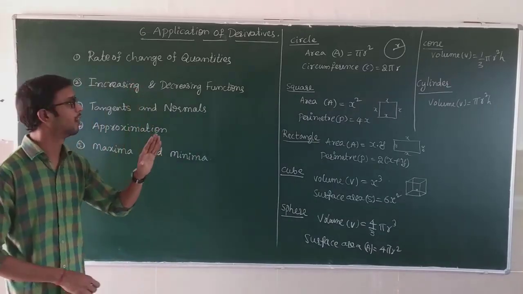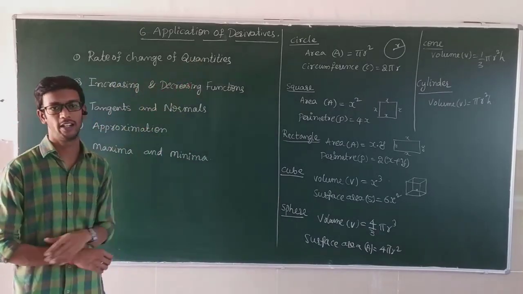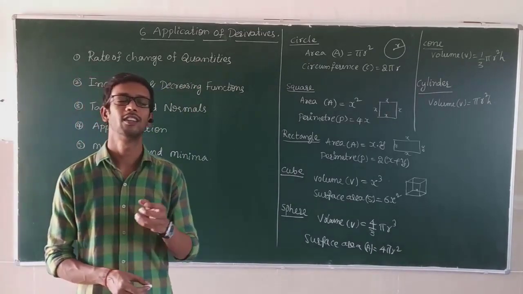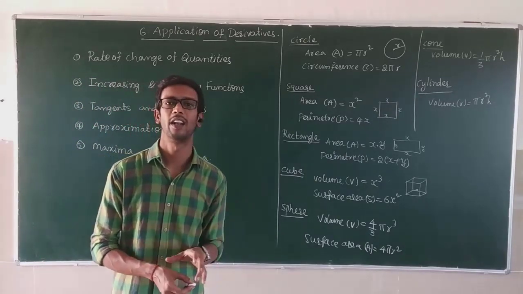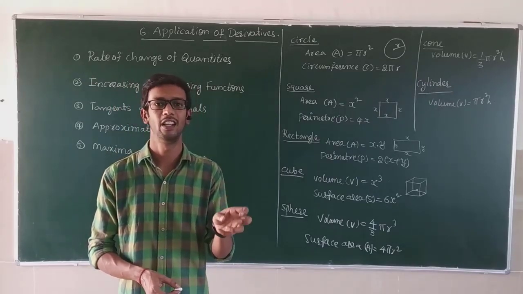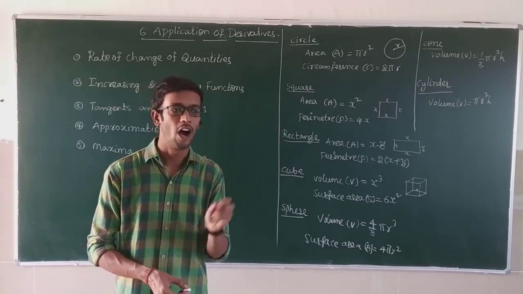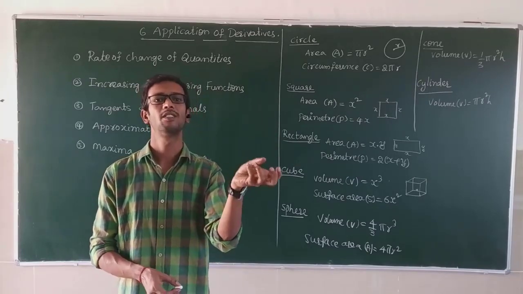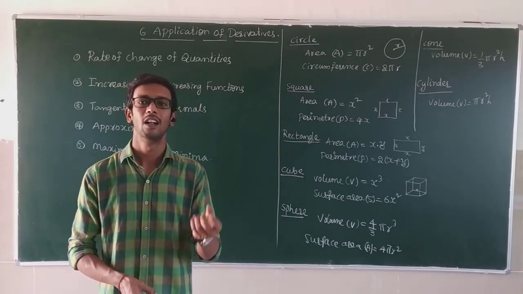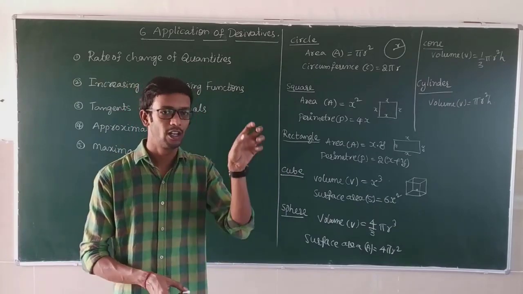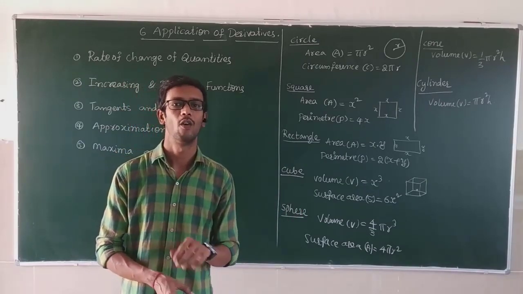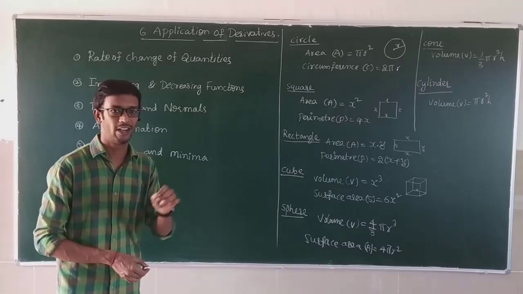In that, the first one is rate of change of quantities. What is the rate of change of quantities? I'll take a general example here. One pressure cooker is there. If you increase the heat, the pressure will increase. How much heat is increasing, and how much will the pressure increase? By using the derivative concept, we'll find the rate of change of one quantity with respect to another quantity. We'll see that rate of change while doing the exercise.